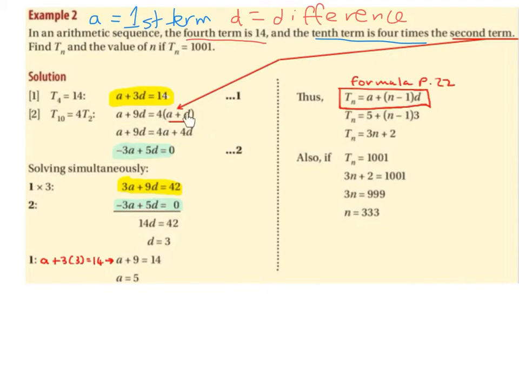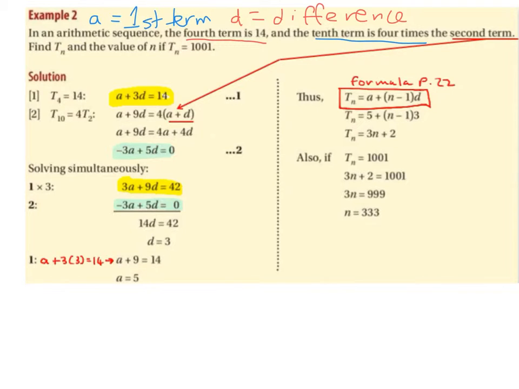So then we just have to multiply out the brackets. 4 times A is 4A, and 4 times D is 4D. And then we just bring the 4A and the 4D over to the left of the equal sign. So A minus 4A is minus 3A, and 9D minus 4D is 5D, and this is equal to 0. So now we just have to solve simultaneously. A plus 3D equals 14, and minus 3A plus 5D equals 0.